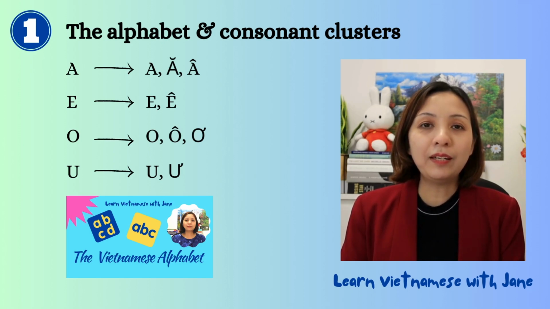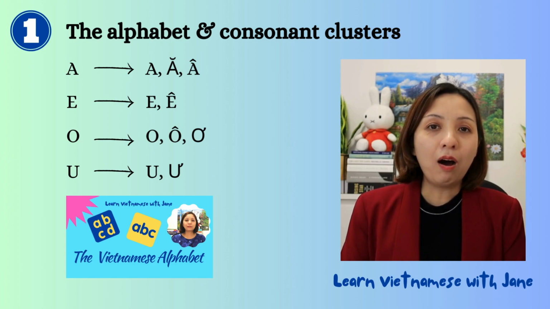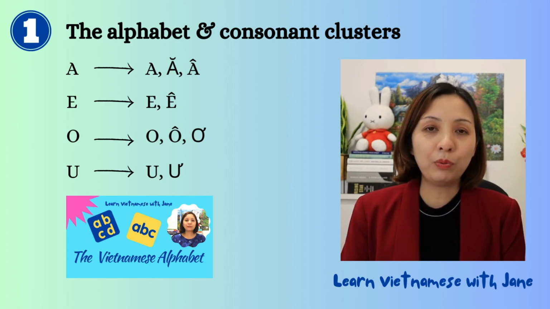For example, in English we have letter A. In Vietnamese, it will be Ă, Â. Or for example, in English, we have a letter E. In Vietnamese, it is Ê and E. Or for the letter O in English, in Vietnamese, it will be Ô, Ơ. Or for example, the letter U in English, in Vietnamese, we have U and Ư.